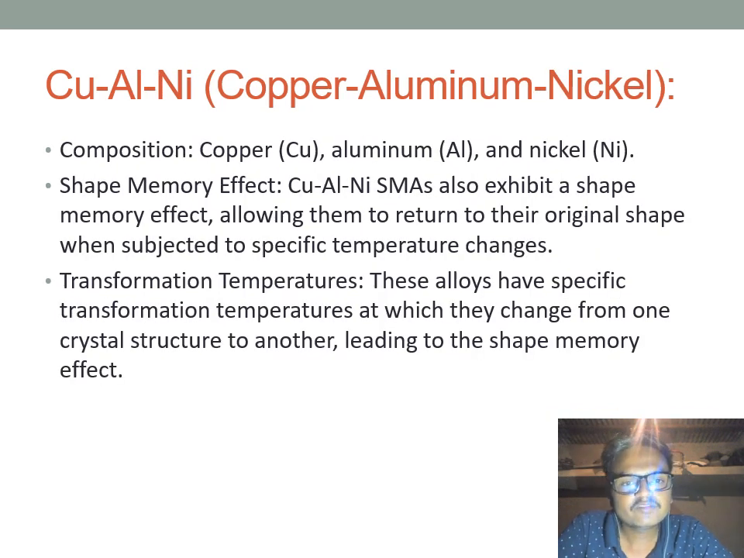The third example of shape memory alloys is copper, aluminum and nickel. These three metals together create a new alloy which works as a shape memory alloy. It remembers its original shape even after we mechanically deform it. When we cool it down, we can change its shape to a new shape, mechanically deforming it. And when we increase the temperature by heating the alloy, it goes back to its original shape.